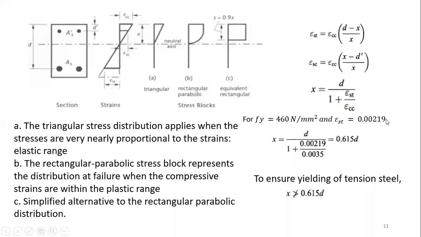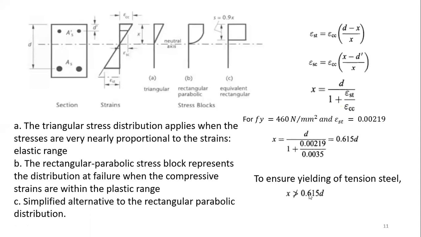This is a standard. This is what is known. And we know that the strain for concrete at yield is 0.0035. If you insert all these values, you can establish a relationship between the neutral axis and the effective depth of the reinforcement put in the tension zone. That will give you 0.615D.